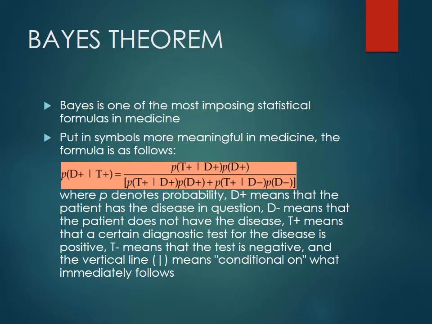So D plus means that the patient has the disease in question. D minus would mean that the patient does not have the disease. And then T plus would be that the test was positive, and T minus being the test was negative, right? So incorporating all that information and trying to figure out that if, yes, I have a positive patient, what's the probability they truly have the disease?